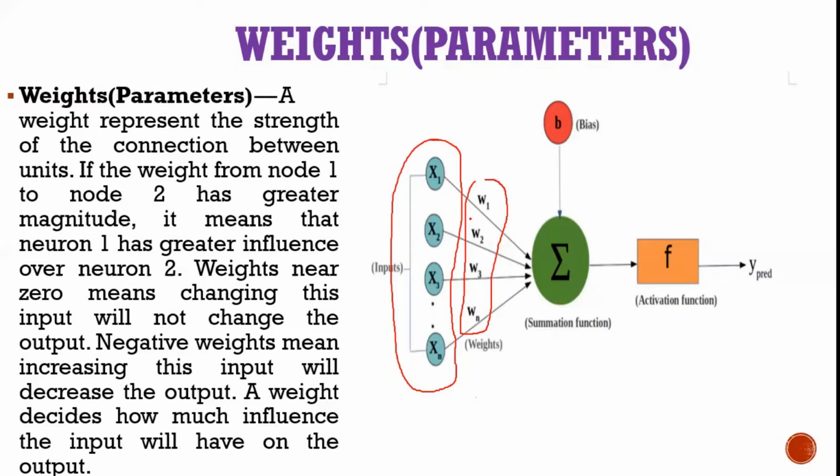Sometimes from one node to another there's no weight, so no change is happening here. Sometimes negative weights also happen. Increasing this input will decrease the output. Weight decides how much influence the input has on the output.